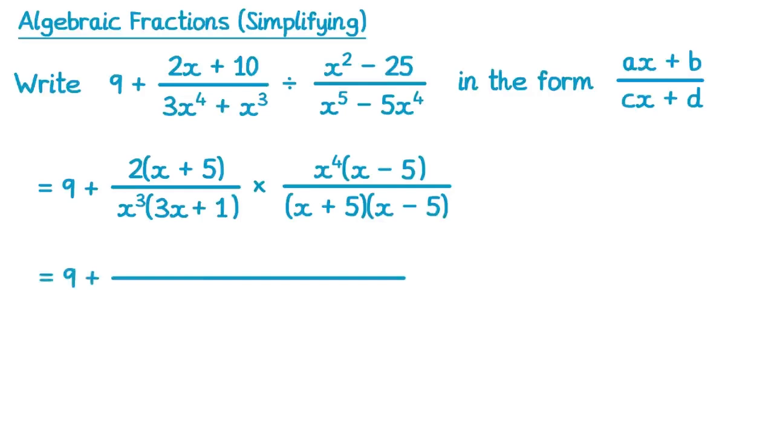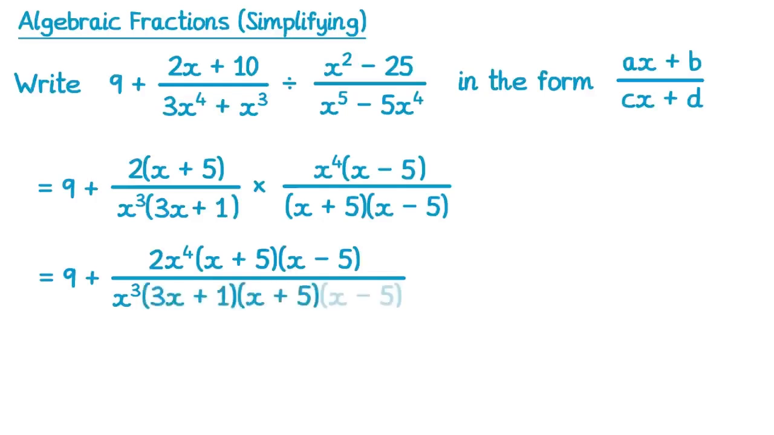So if we multiply the numerators, we have a 2, then we have an x to the power 4, and then we have 2 brackets which are x plus 5 and x minus 5. On the bottom, we've got x to the power 3, and then we've got 3 brackets, 3x plus 1, x plus 5, and x minus 5.